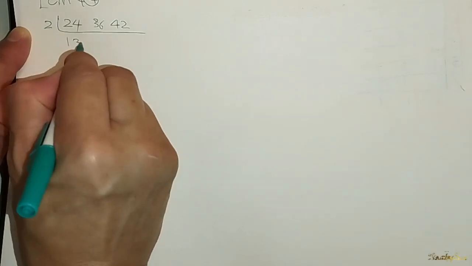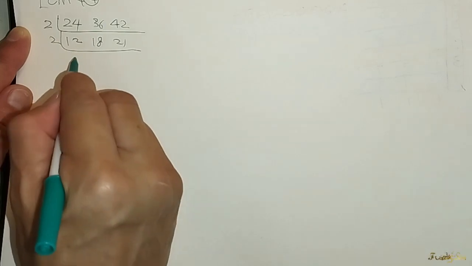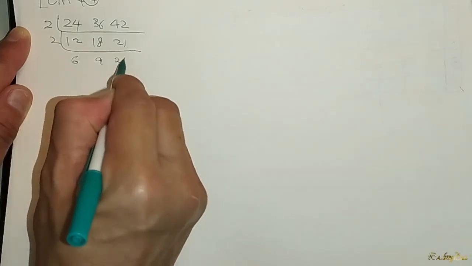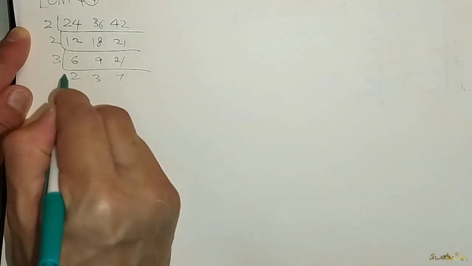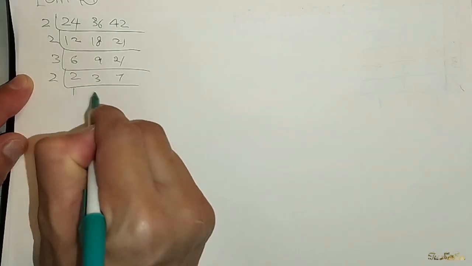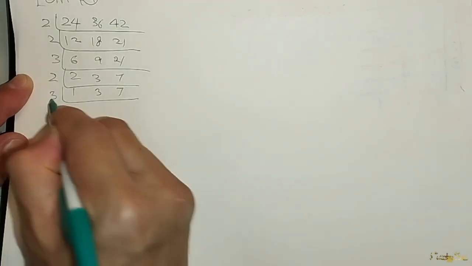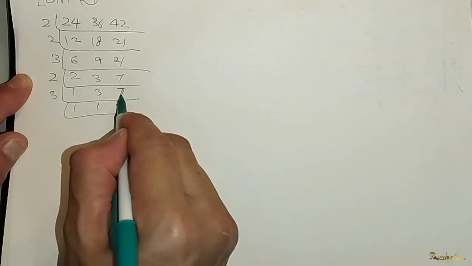Divide by 2: 12, 18, 21. You can still divide by 2 again. 2, 3, 7. And keep dividing until you get 1. If you cannot divide, you just leave it as it is.